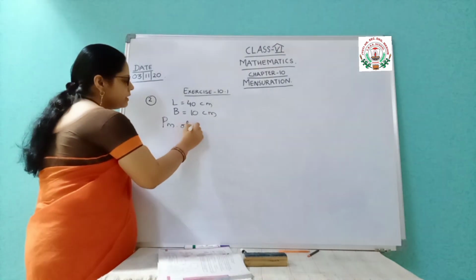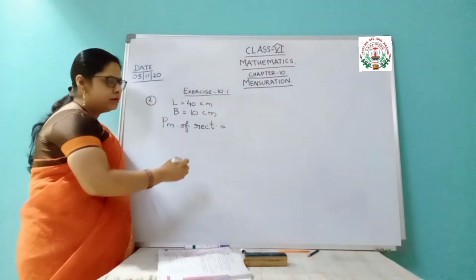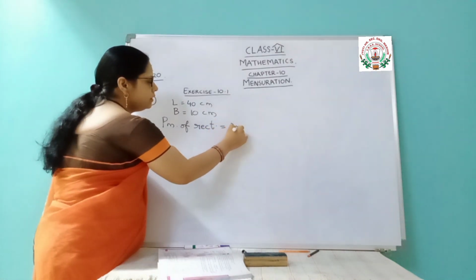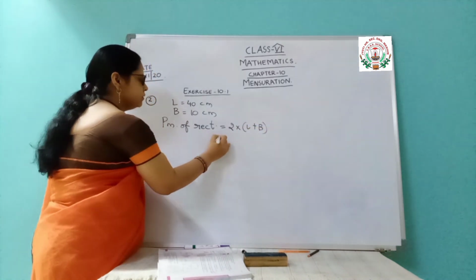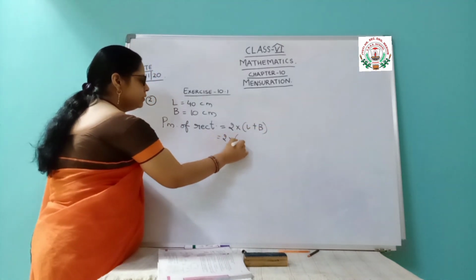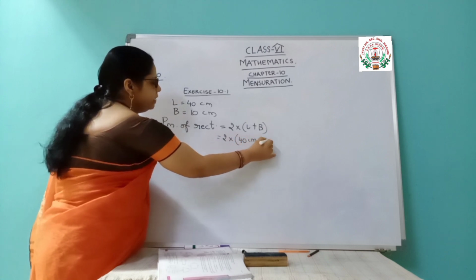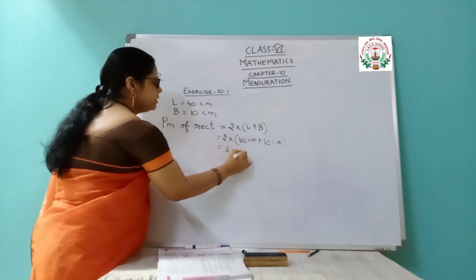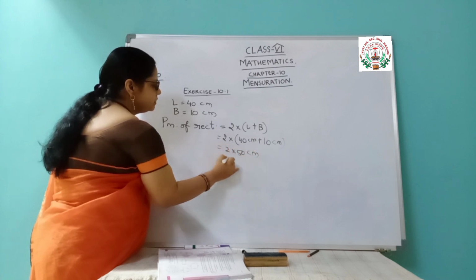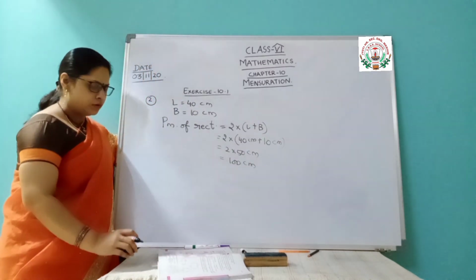the perimeter of a rectangle. The formula I explained yesterday only, that is 2 into length plus breadth. So 2 into 40 centimeter you will write down and 10 centimeter. That is 2 into 50 centimeter, that is 100 centimeter. In this way you have to solve.